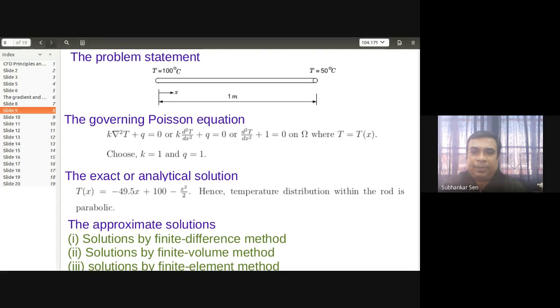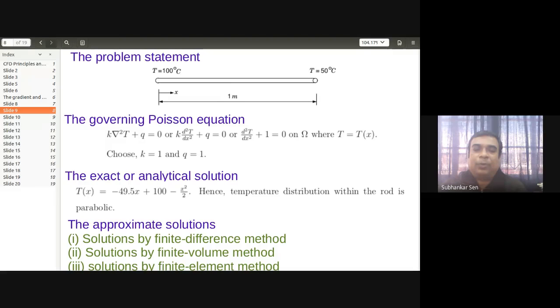Since it is a one-dimensional problem, this has become an ordinary differential equation. So it is not del, it has become d. There is no y, it is only a function of x. So temperature is a function of x. You have been given T at x equals 0 and T at x equals 1. So you have two boundary conditions and a second order equation. So you can easily calculate the integration constants, and this is the solution of the temperature distribution.